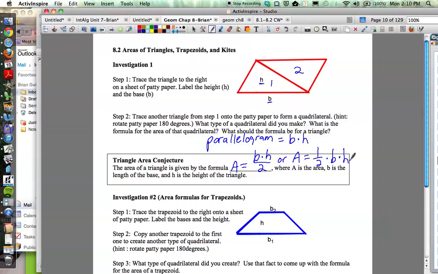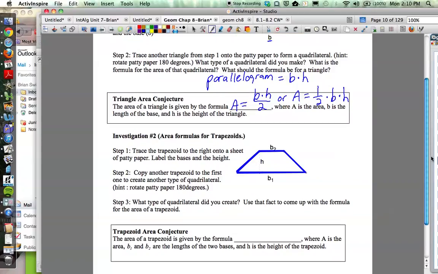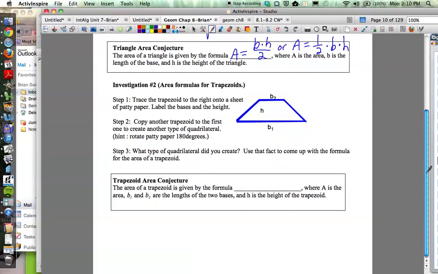But base times height divided by 2 sometimes is a little bit easier, since for whatever reason we think that problems that don't have fractions in them are easier. So if we have divided by 2, sometimes that makes it a little easier to take a look at.